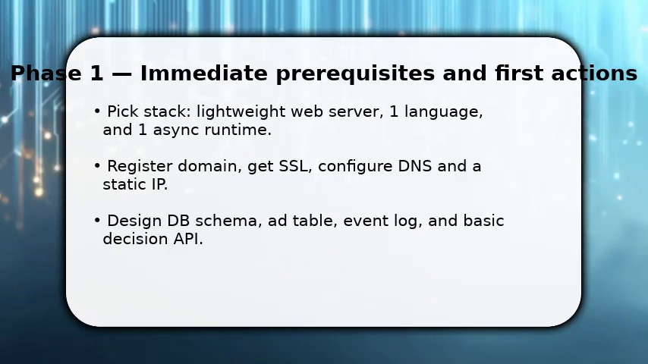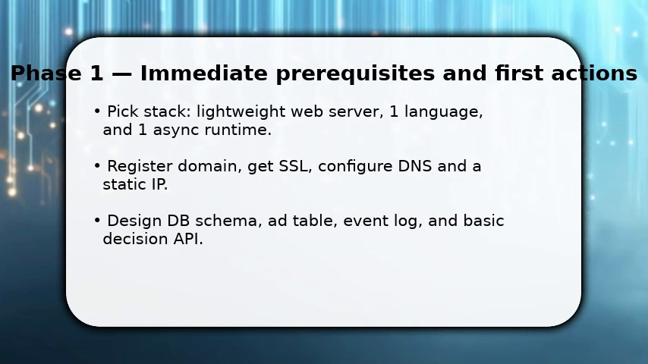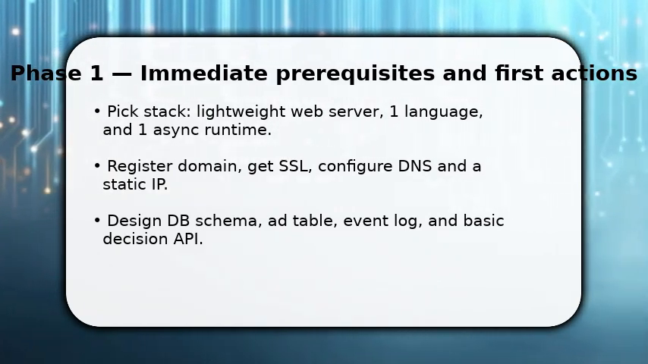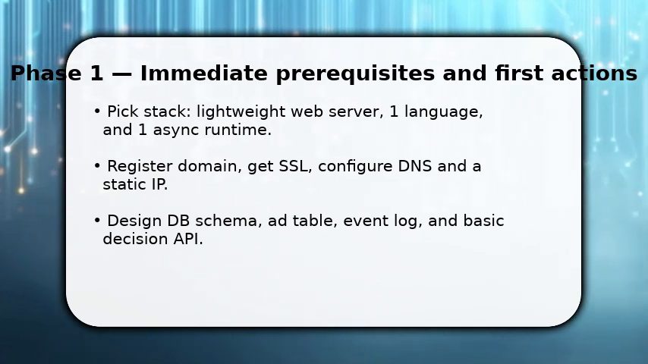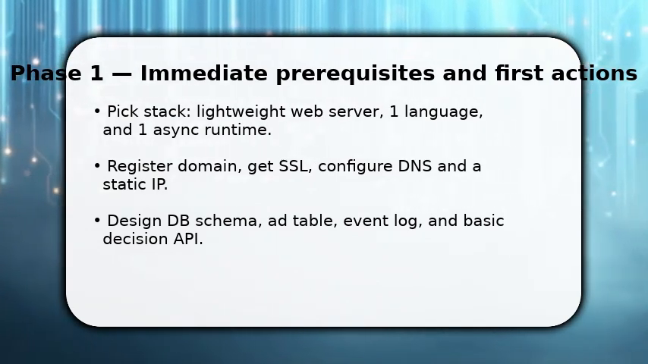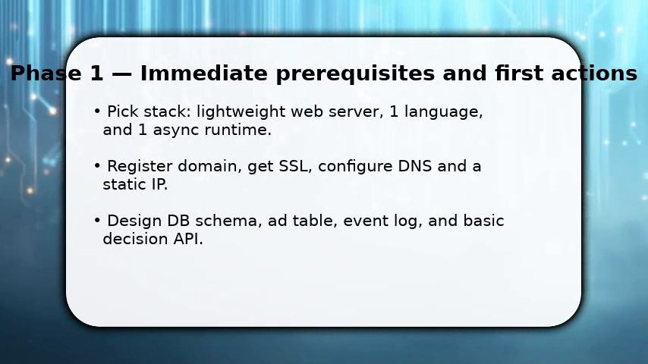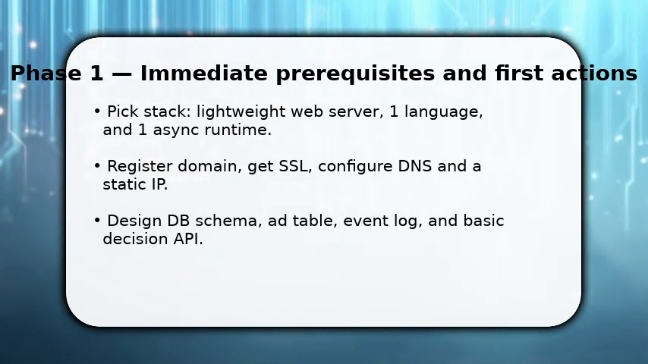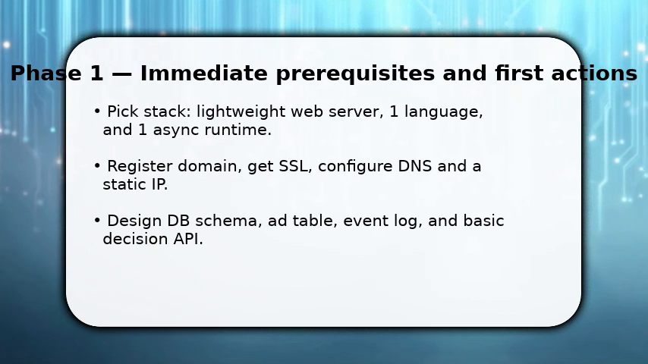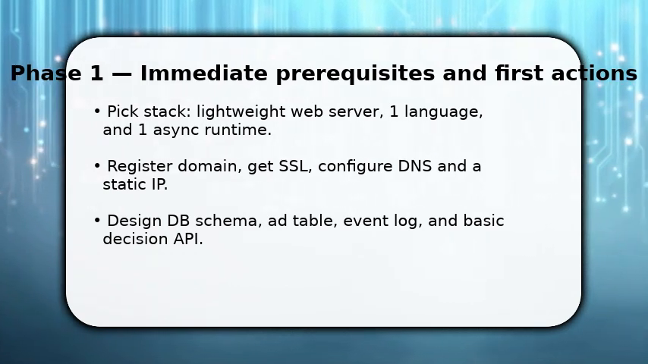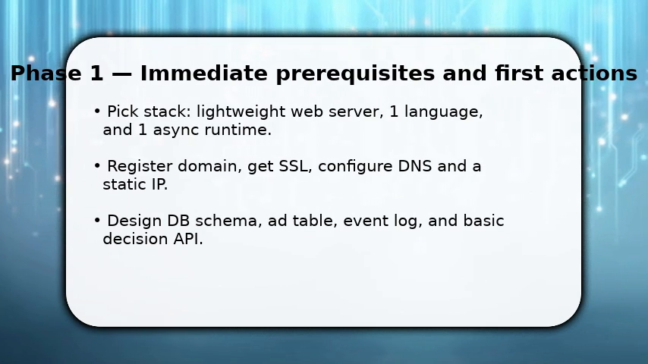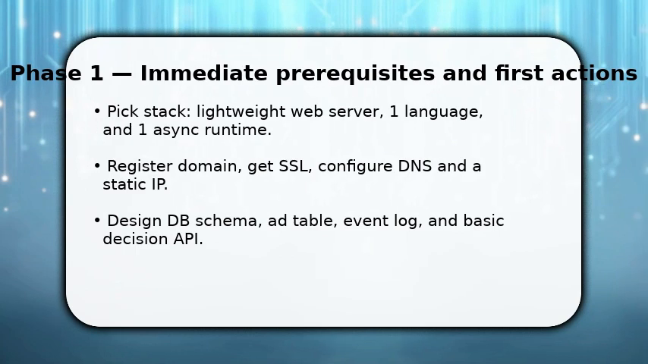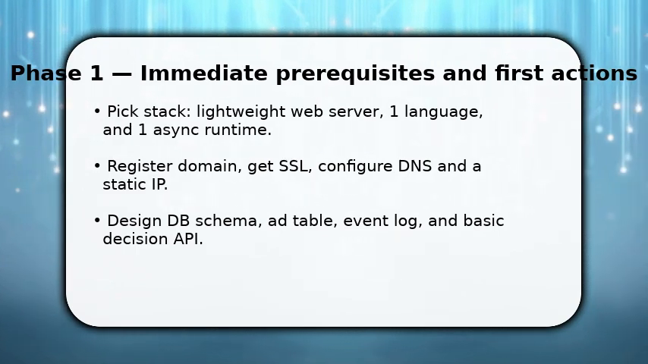You start by choosing the tech stack and delivering a minimum viable endpoint. Select one server language and an async runtime to keep latency low. Provision a domain, TLS cert, and static IP, then point DNS. Set up a relational DB and an event log table for impressions and clicks, and deploy a simple decision API that returns ad ID and URL. Once done, run an initial smoke test to confirm network, DB, and API respond within your latency target.